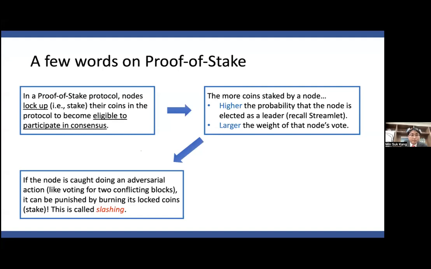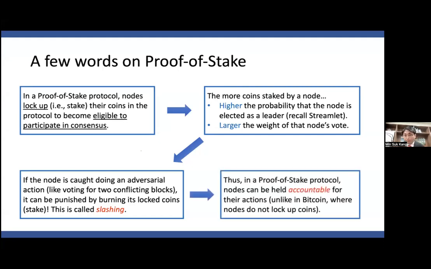If a node is caught doing an adversarial action, doing something that they shouldn't do, then they can be punished. How do they get punished? Some or all of the money they put on the table is taken away, just burned. It's gone. This is called slashing, an extreme form of punishment. This makes sense because you first have to put some money on the table, and the protocol itself will take it away if you do something bad. So in a proof of stake protocol, nodes can be held accountable for their actions. If you do something wrong, you are responsible for your action, and there will be consequences.